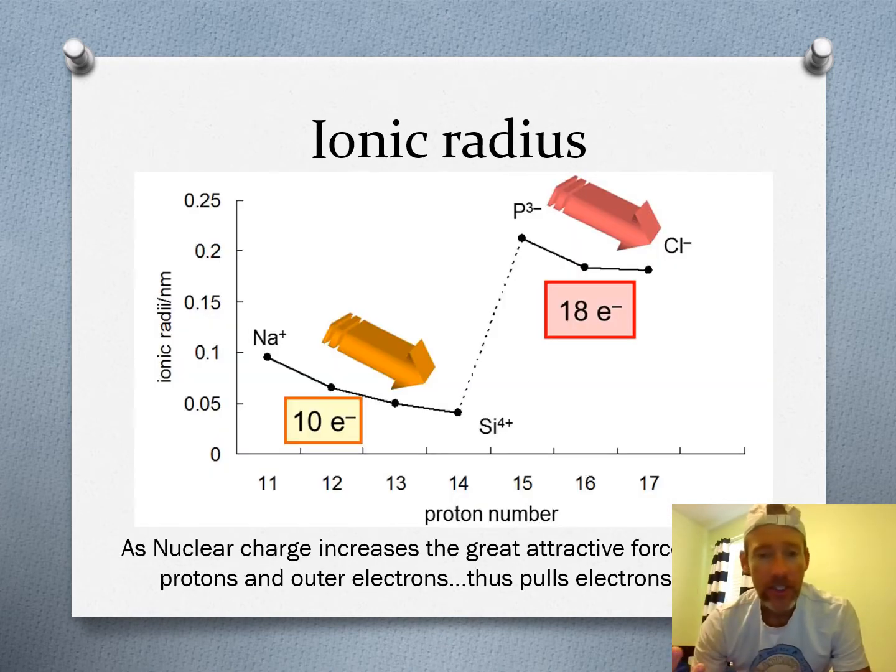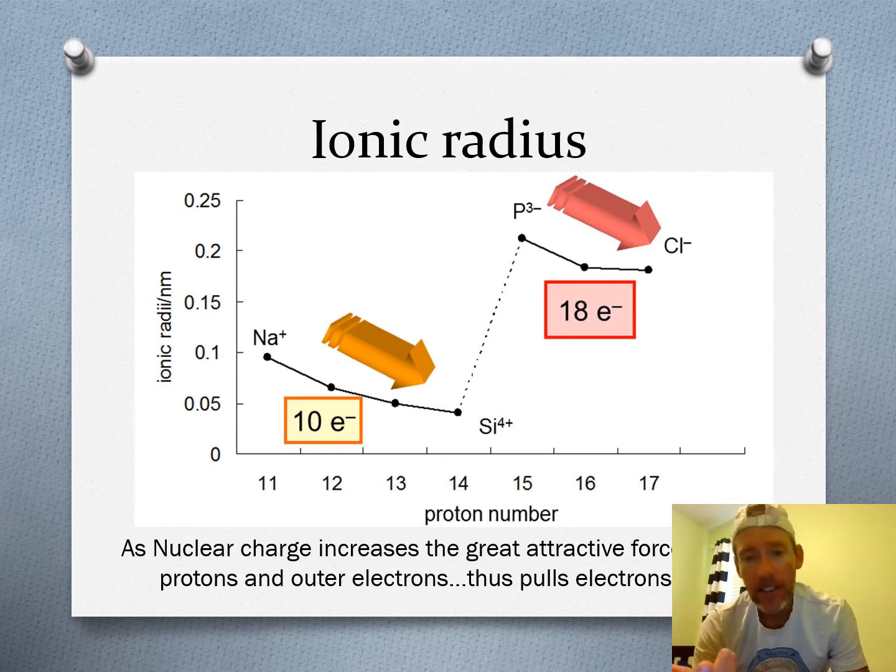Now, things change when you become ions. You have positively charged ions, your cations, and negatively charged ions, which are your anions. You can see in this graph it's decreasing as you go across to reach silicon. Basically, all of them from sodium to silicon have the same number of electrons because they all become like the same noble gas. They all have 10 electrons. You can see it decreasing because the number of protons is increasing, so there's more attractive force.